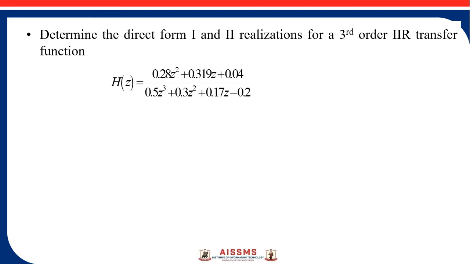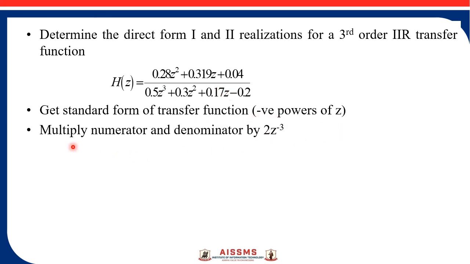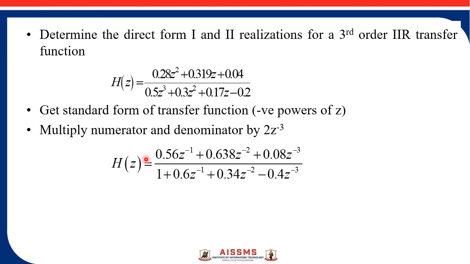Now let us solve one example to understand how to realize the transfer function. Determine the direct form 1 and 2 realization for the third order IIR transfer function. So this system function is given to us. The first step is to get the standard form of the transfer function. That means these polynomials are in positive powers of z, so you are supposed to convert them into negative powers of z. So multiply numerator and denominator by 2 into z raised to minus 3. So the system function is converted into the standard form.